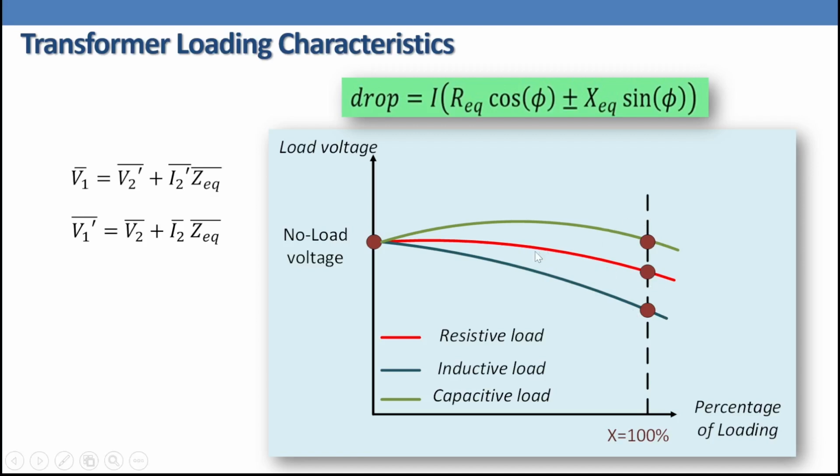As you move from resistive load to inductive load, you get more voltage regulation at this point. For the capacitive load, don't forget this sign will be negative, and sometimes X equivalent sine phi is more than R equivalent cosine phi, so the drop is negative and we can have a negative voltage regulation. So voltage regulation could be positive or negative. It will be positive for resistive or inductive load, and for capacitive load it could be positive or negative, depending on the value of X equivalent sine phi compared to R equivalent cosine phi.